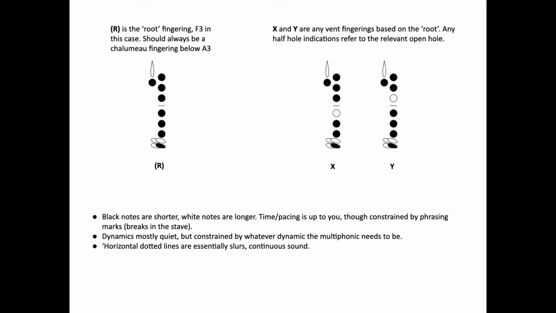The OR fingering indicates the original root fingering, so whatever that root shallow position was before the vent holes have been opened.